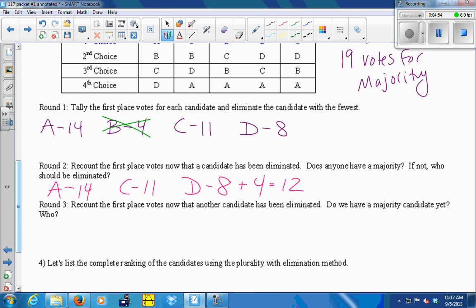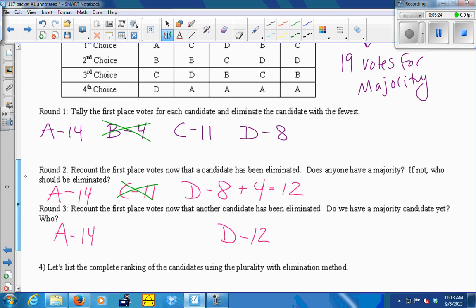Does anybody have 19 votes yet? No, okay, so we have to eliminate the fewest first place votes. So who's got the fewest now? C with 11. So we get rid of C. And then we have to go again. A and D are going to be the only candidates left. So I've got A and D. And A had 14 and D had 12, right?